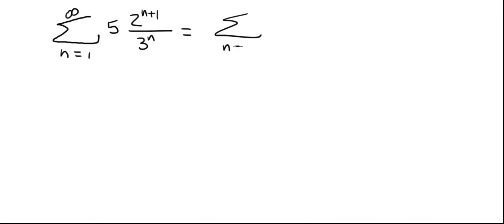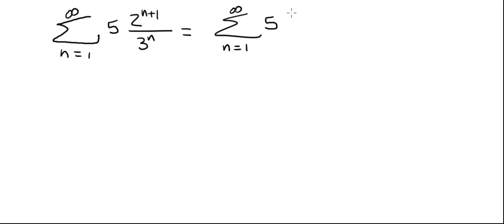We're going to determine if the series from n equals 1 to infinity of 5 times 2 to the n plus 1 divided by 3 to the n converges or diverges, and if it converges, what does it converge to? So first thing we're going to do is write it in the following form. This is n equals 1 to infinity. Notice that 5 is not raised to any power.